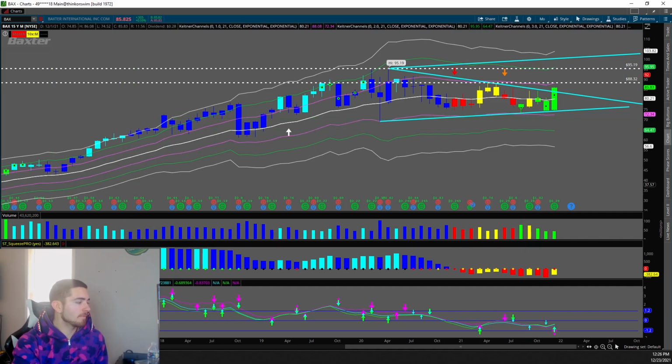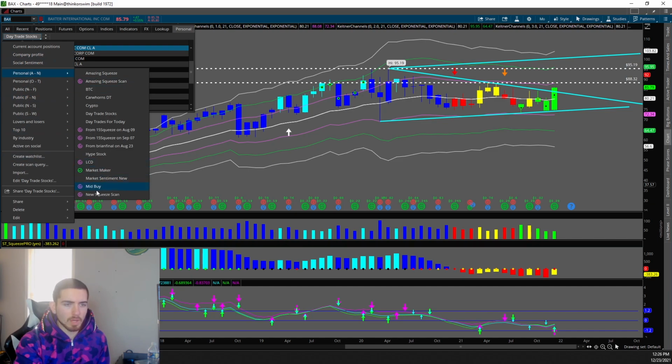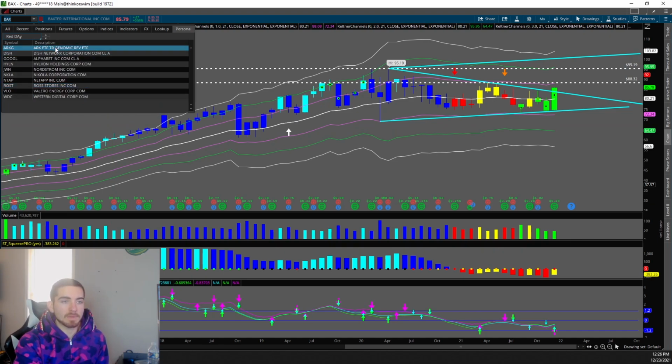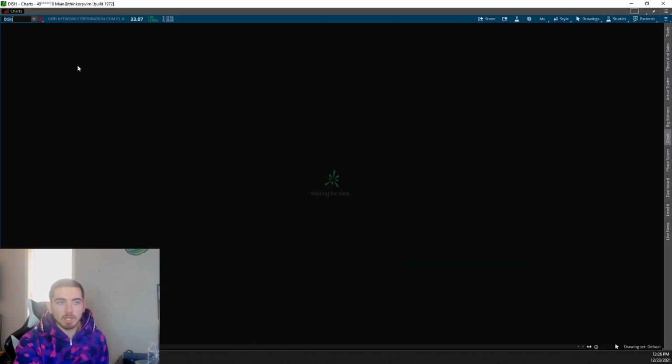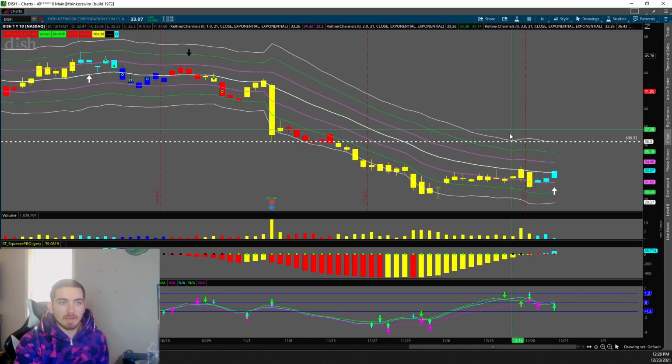So I currently have a couple of screeners that I like to use that help to pick up on these kinds of squeezes. So if we go on over to personal and we go on over to, I believe it's saved as red day. If we go to red day, basically this is going to pick up on squeezes for me. So if we're looking at Dish and it loads it up, we go to the daily time frame, we can see that Dish is currently squeezing on the daily time frame.